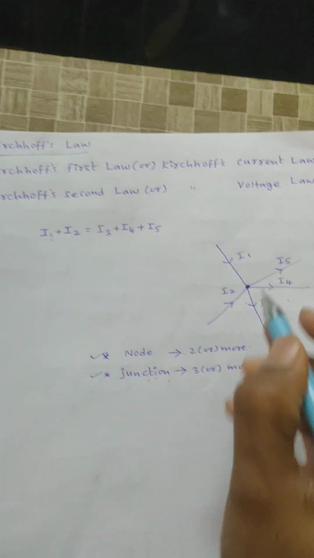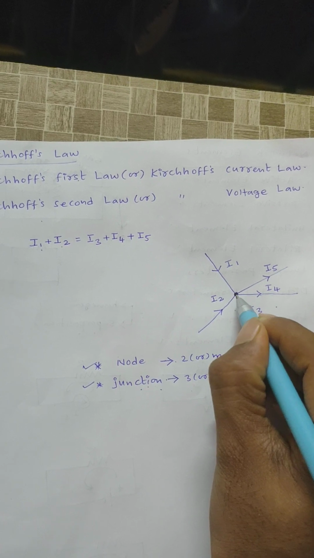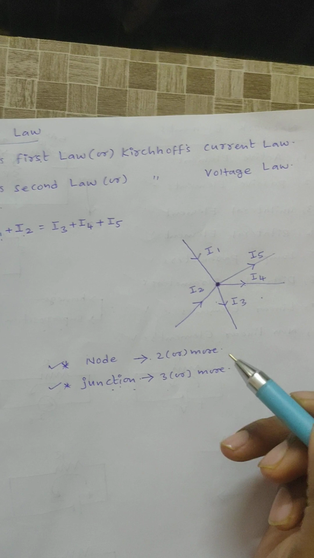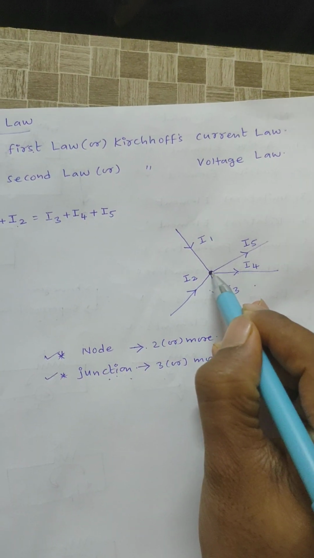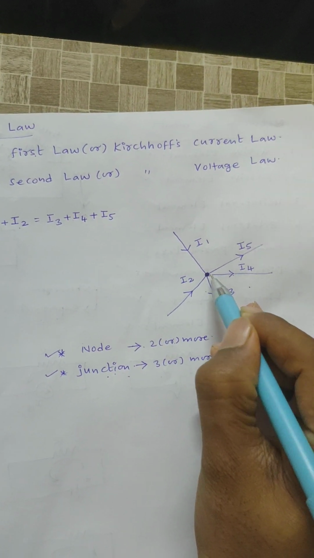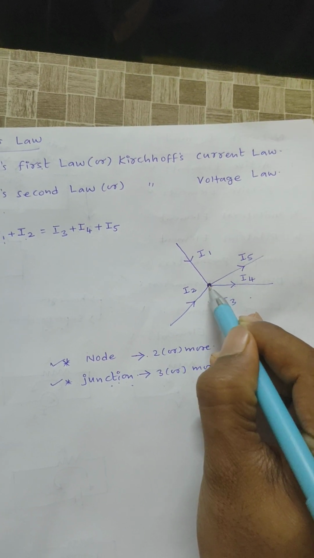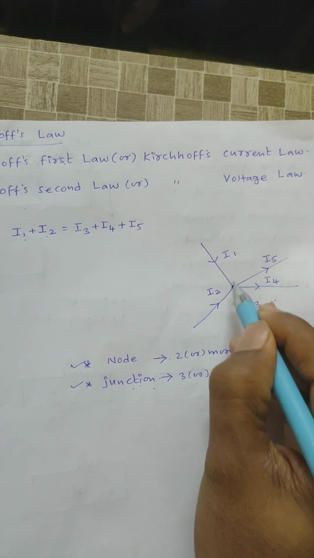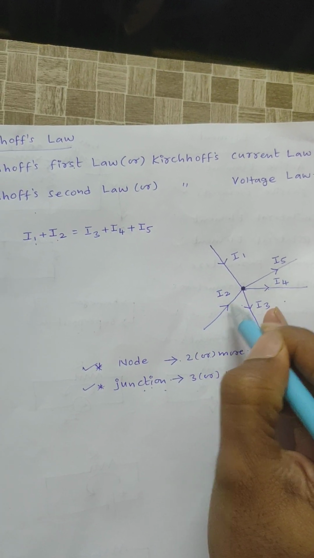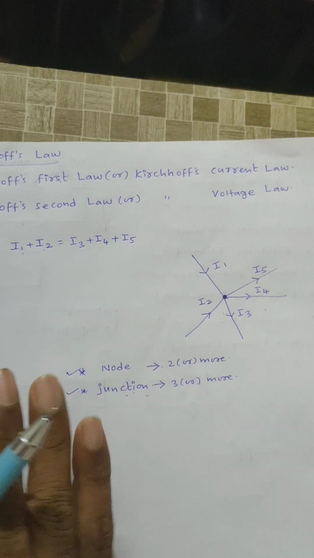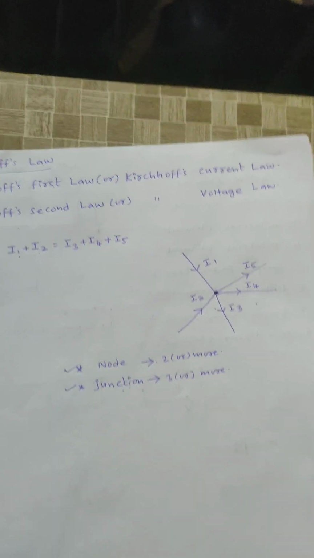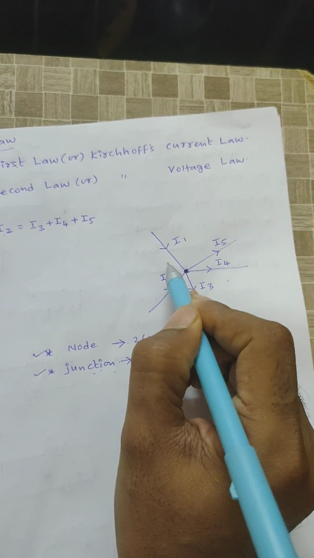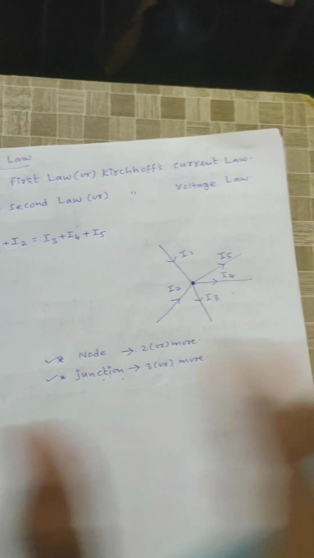Another statement is that the algebraic sum of all currents meeting at a junction is equal to 0. If the current direction is towards the node, assign a positive sign. If the current direction is away from the node, assign a negative sign. The assumption is your wish. If you assume towards the node is plus, then away from the node you have to assign minus.